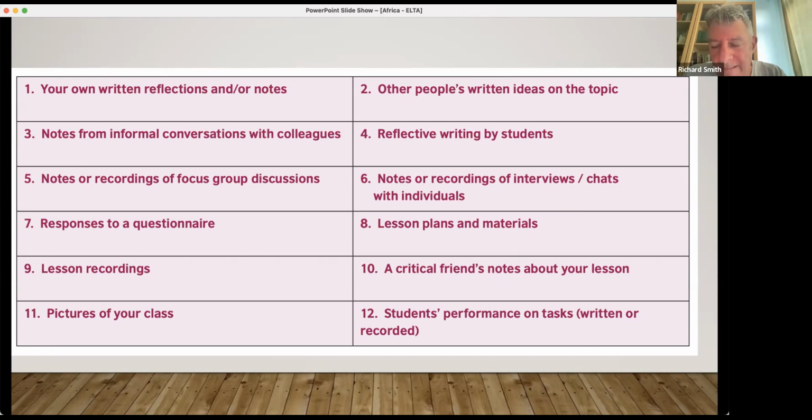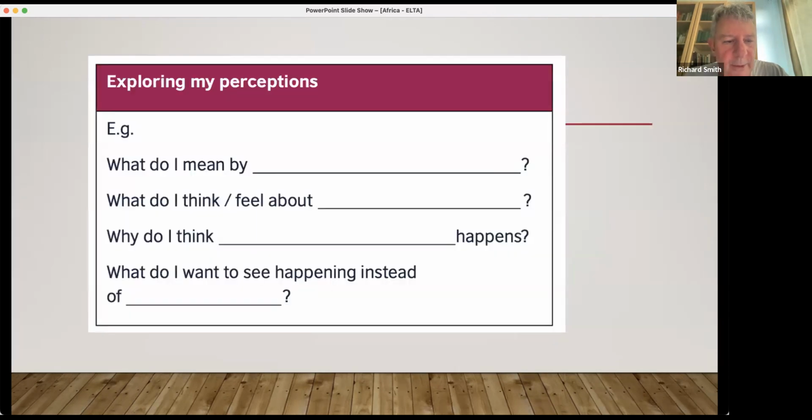That's the problem. Now, if you have video, then that can be useful, but video recording means that sometimes people's behavior changes, doesn't it, just because they're being video recorded. And it's difficult for a teacher to record themselves. So you often need a friend to help you.